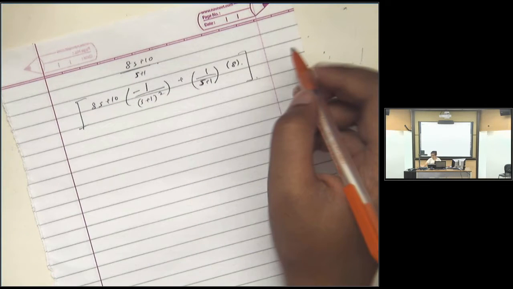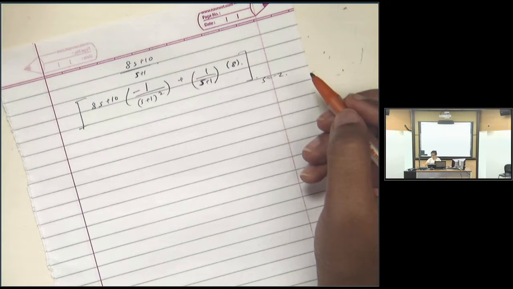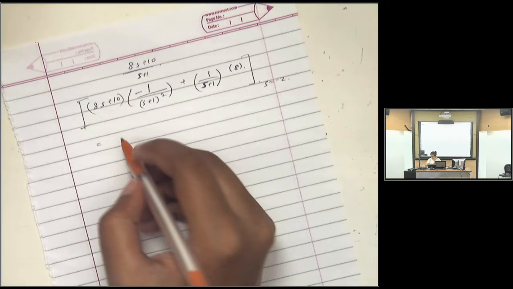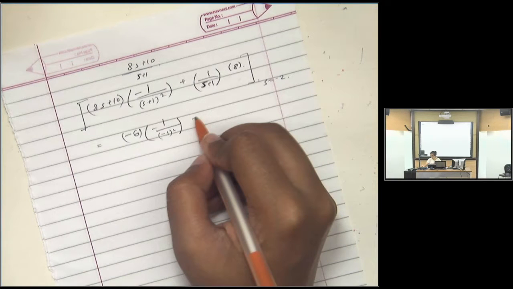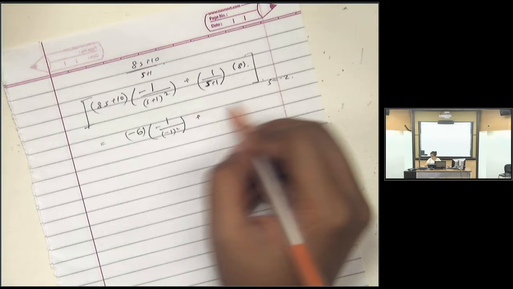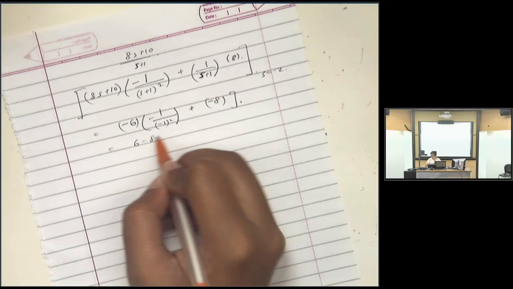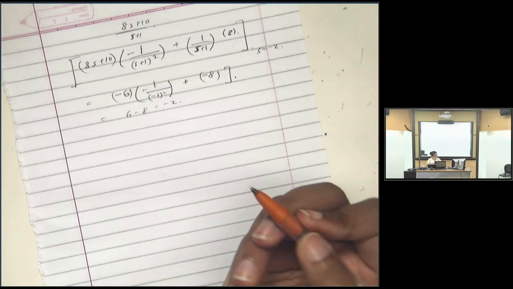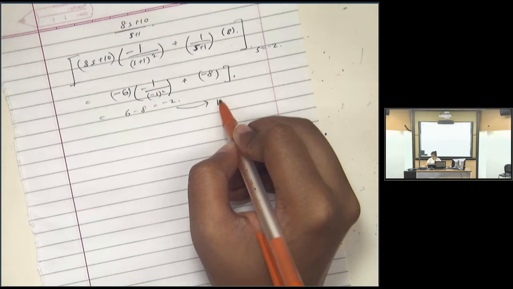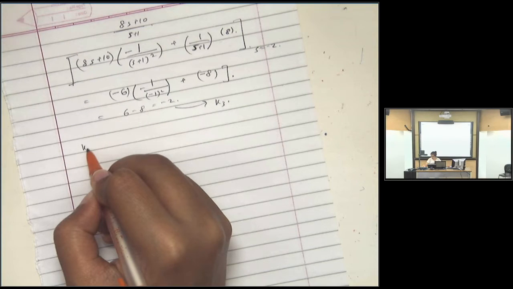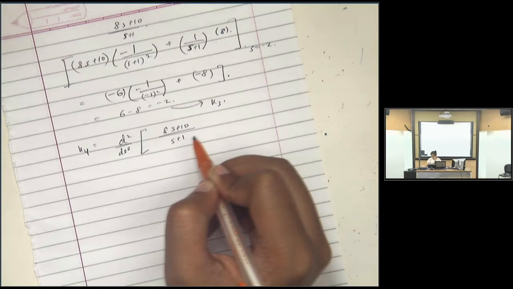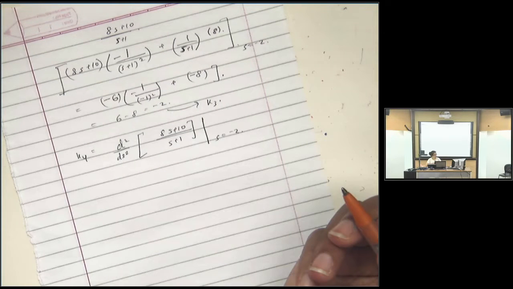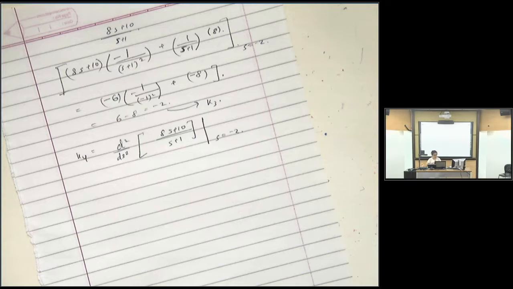Now we substitute s is equal to minus 2 in this. Substituting minus 2, we will get minus 6 into minus 1 over (minus 1) squared plus 8. Okay, so this is 6 plus 8, so we'll get minus 2. Alright, so that's my k3. For k4, you will take the double derivative. Double derivative is just taking the derivative twice. After taking the derivative twice, then you substitute s is equal to minus 2. Okay? And then we'll substitute all of this back into the equation.